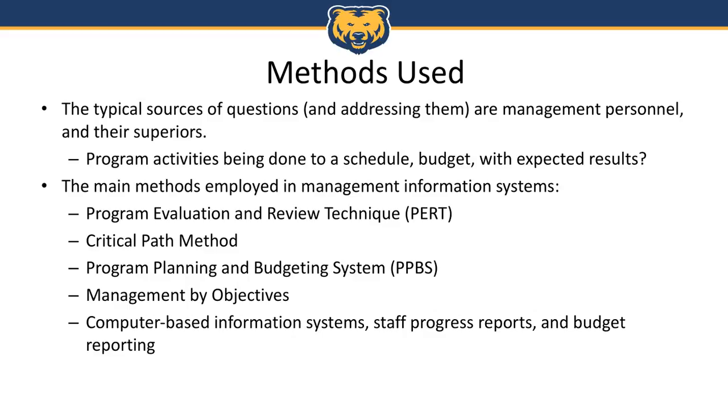The main methods employed in management information systems, as listed by Shufflebeam, are the program evaluation and review technique, or PERT, which we will see implemented specifically in education later, the critical path method, the program planning and budgeting system, management by objectives, and computer-based information systems, staff progress reports, and budget reporting.